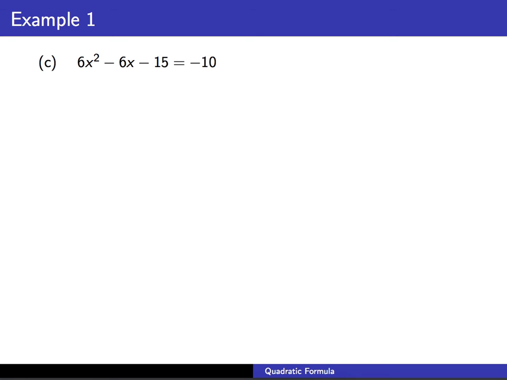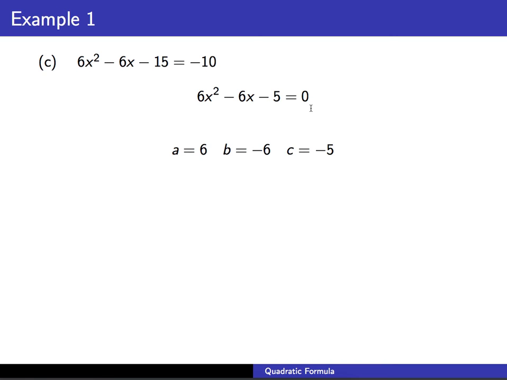All right, in this video, we're going to take a look at some more examples of solving quadratic equations using the quadratic formula. So picking up where we left off, example 1c, we have 6x squared minus 6x minus 15 equals negative 10. So in this problem, we don't have it equal to 0 first, which means the easiest way is going to be to bring this negative 10 over to the other side by adding it. So adding 10 to both sides, we're going to get 6x squared minus 6x and then minus 5 equals 0.